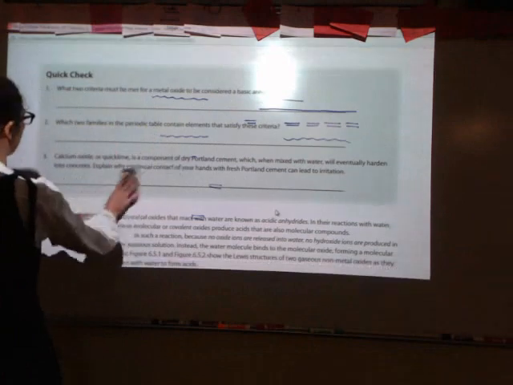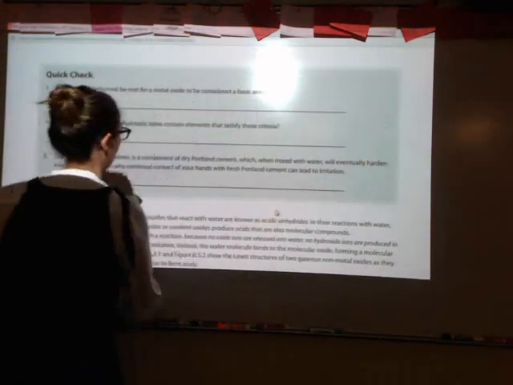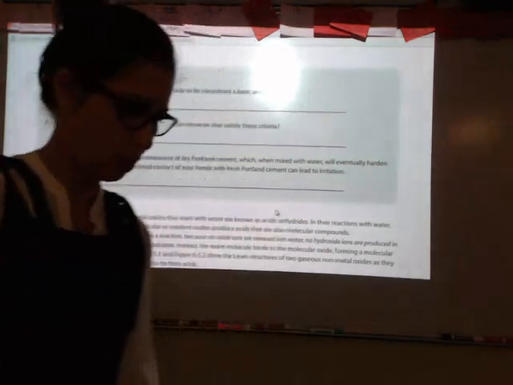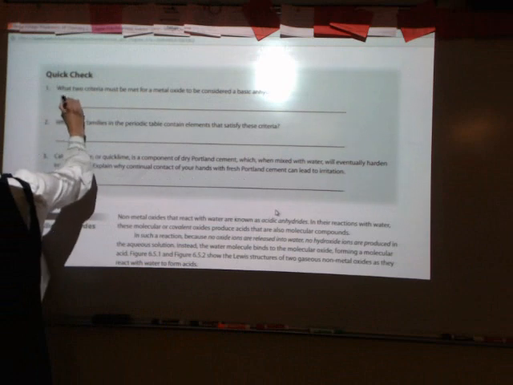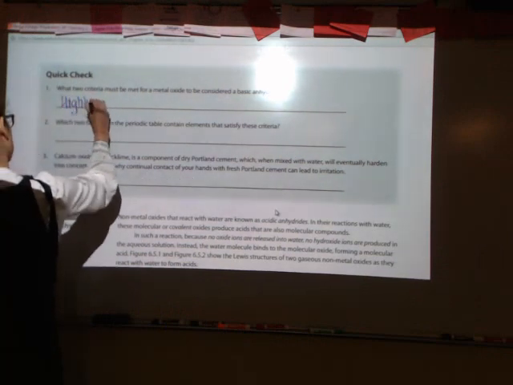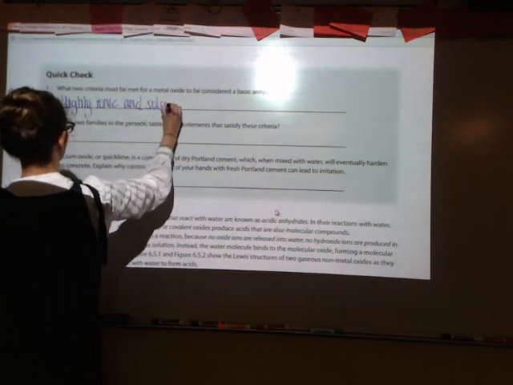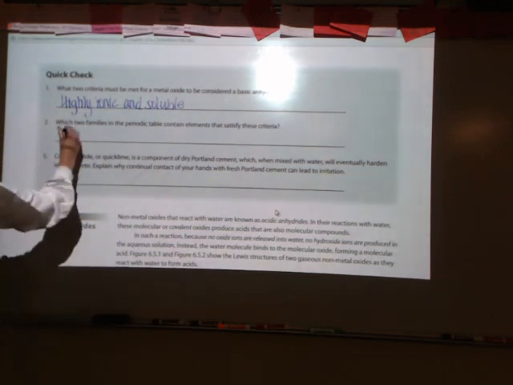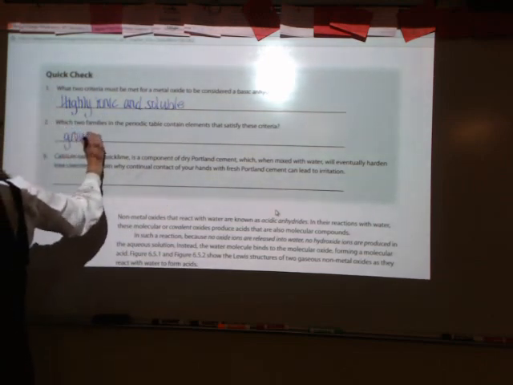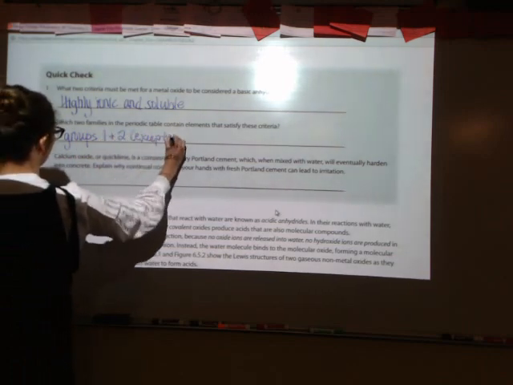What 2 criteria must be met for a metal oxide to be considered a basic anhydride? Well, the metal oxide must be highly ionic, and it has to be soluble in water. Which 2 families in the periodic table contain elements that satisfy these criteria? That would be elements that are in groups 1 and 2, except beryllium.